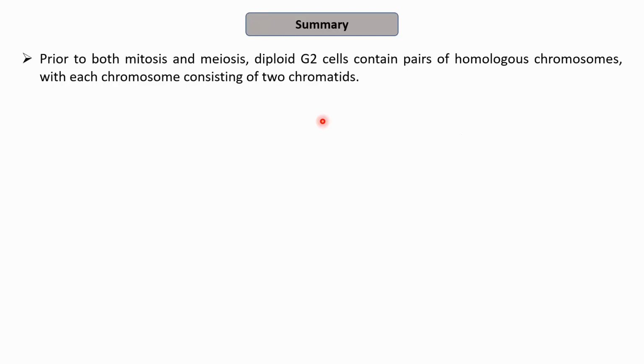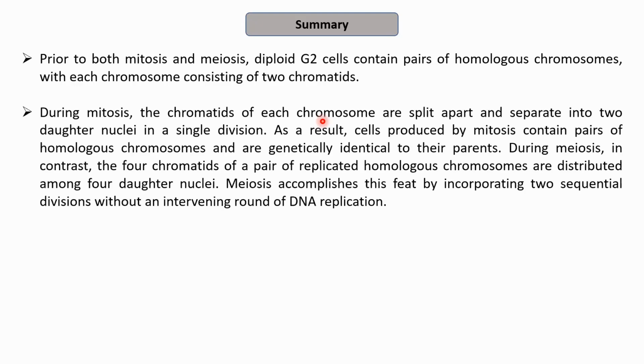So just to summarize the differences between mitosis and meiosis, prior to both mitosis and meiosis, diploid G2 cells contain pairs of homologous chromosomes, with each chromosome consisting of two chromatids. Now, during mitosis, the chromatids of each chromosome are split apart and separated into two daughter nuclei in a single division. As a result, cells produced by mitosis contain pairs of homologous chromosomes and are genetically identical to their parents.